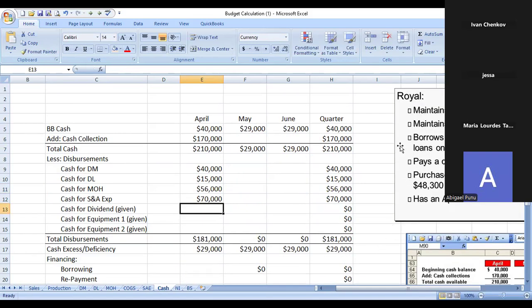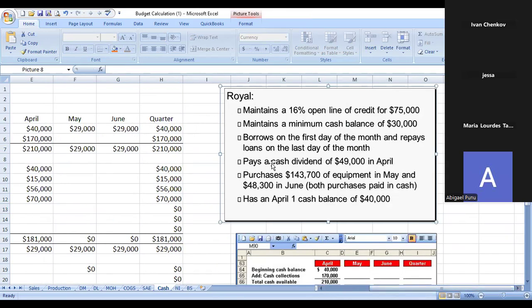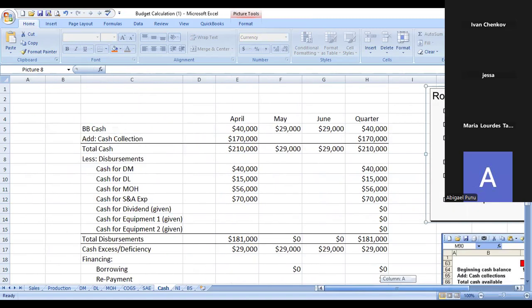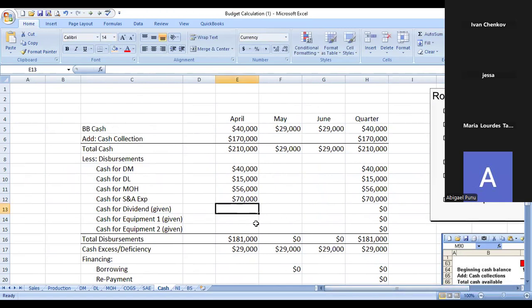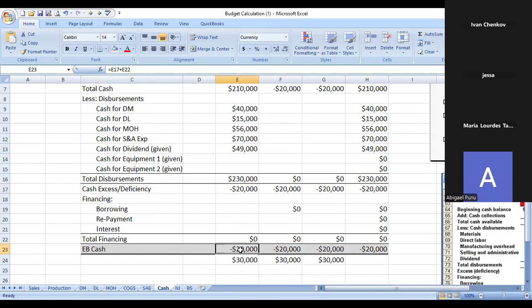And now we have to check the question and see, is there any other cash that we paid? And they say, in April, we paid a $49,000 dividend. So if they want dividend, let's give them the dividend, $49,000. So in April, we spent $230,000. So we overspent $20,000 more. Now, the current balance of cash is minus 20.